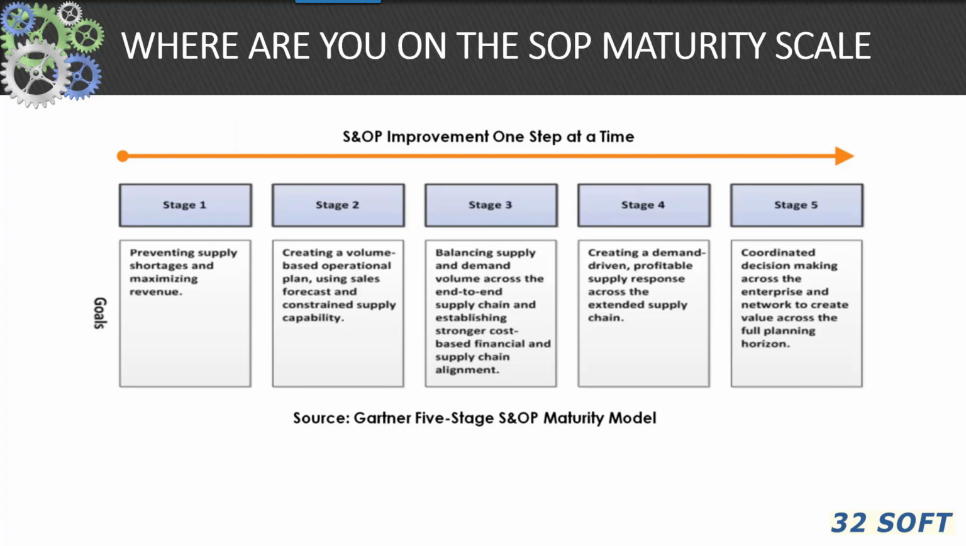Gartner has developed what they call the five stages of S&OP maturity. The question is, where are you and your organization on this maturity scale? Most companies are trying to get to three. Stage one, most QAD users, planning in Excel, some planning in MRP, but just basically preventing shortages and trying to maximize profit. Stage two, enterprise, they use some planning in MRP. Stage three, we talked about Dynasys. Dynasys is the tool that you can use to have shortage alerts. S&OP becomes a tool. The stage four moves on to a demand-driven process, where stage five is a coordinated decision making across the enterprise and network to create value across the full planning horizon.